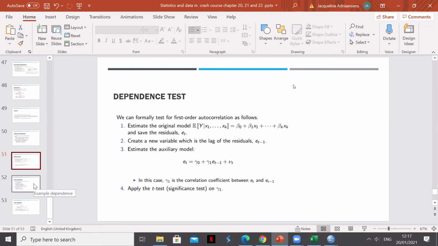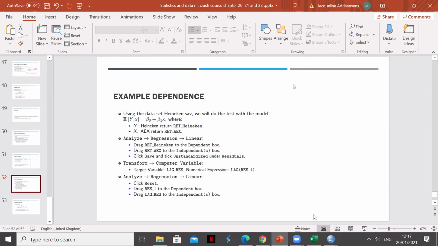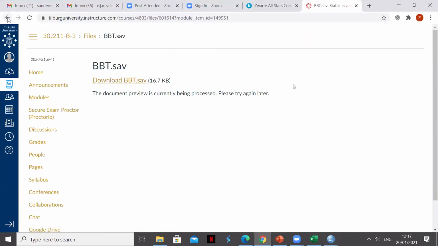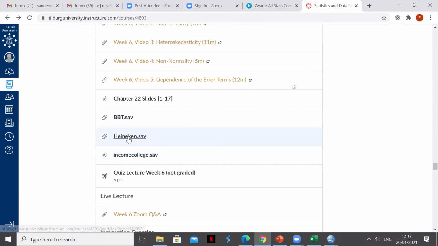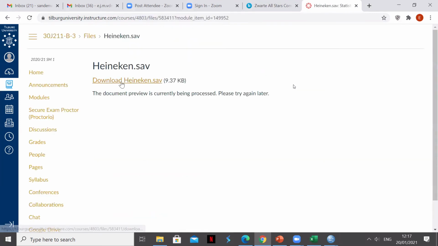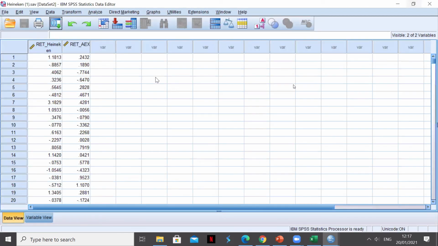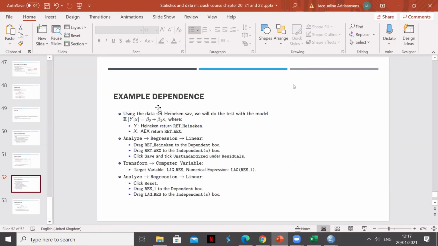Okay, so let's do that with an example. And we're going to have to open a new one. You take the Heineken one. Here it is. You have the return of Heineken, and you have the return of the AEX, which is, of course, an index. And what we are going to do is test this model where Heineken is the y, which depends on the return of the AEX.